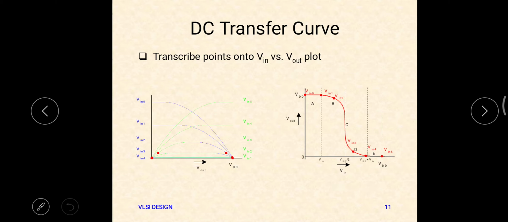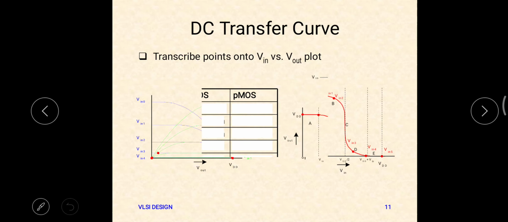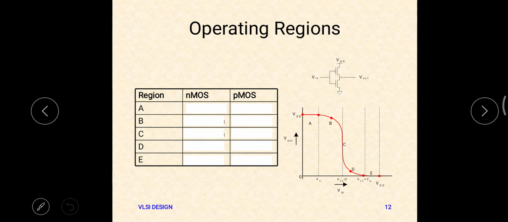Just look at this. When input is equal to 0, your output is 1. And look at this point, your input is VDD, then output is equal to 0. So this is the proper DC voltage transfer characteristic of a CMOS inverter, and this is divided into 5 sub regions. So there are 5 regions for a CMOS inverter, showing how the wave is transferring from high voltage to low voltage. It is subcategorized into 5 regions named region A, B, C, D and E.